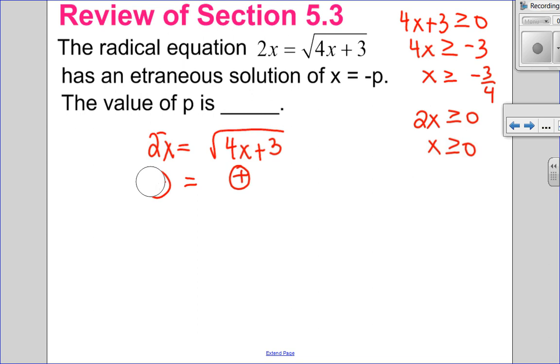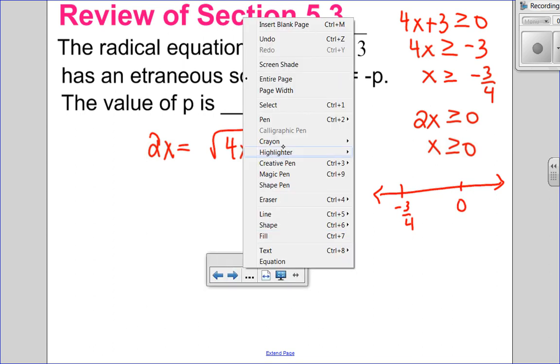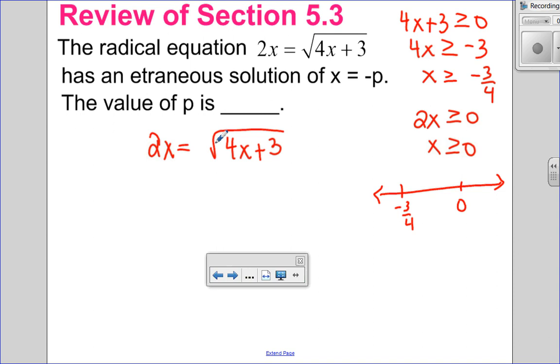So I have two restrictions. They're pointing in the same direction. Let's see if we can combine them as one restriction. So I'll just draw a little rough sketch of a number line. I know -3/4 is less than 0. I'm just going to use different colors to show you each restriction.